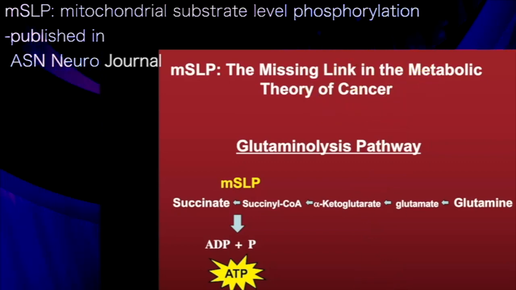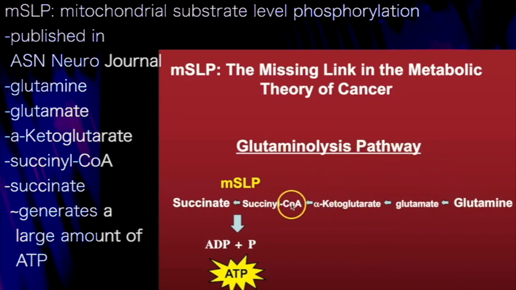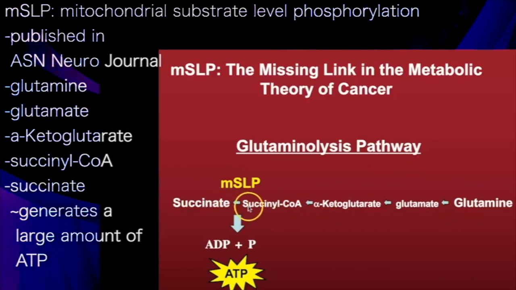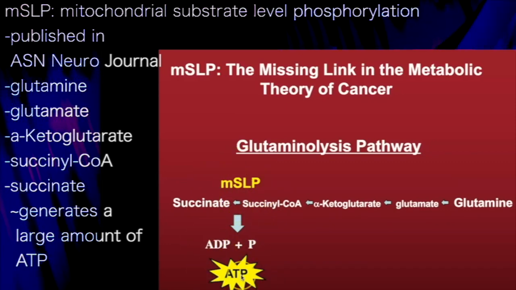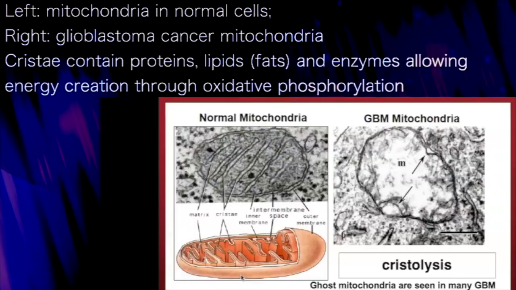And we just recently published this paper in ASN Neuro. And it's in the glutaminolysis pathway. So glutamine to glutamate to alpha-ketoglutarate to succinyl-CoA to succinate. So this enzymatic step is a substrate level phosphorylation in the mitochondria, and it generates a large amount of ATP. So the ATP is coming from a different site in the cancer mitochondria than it does in the normal mitochondria.